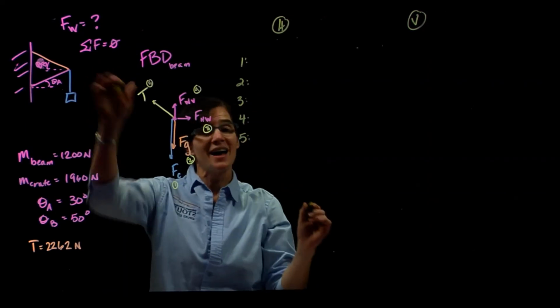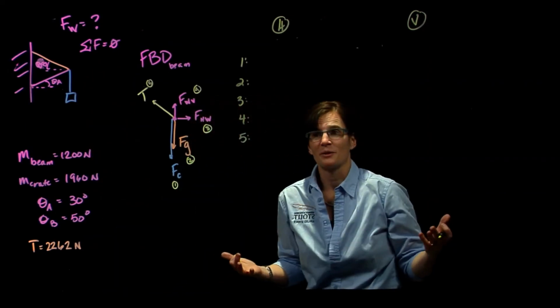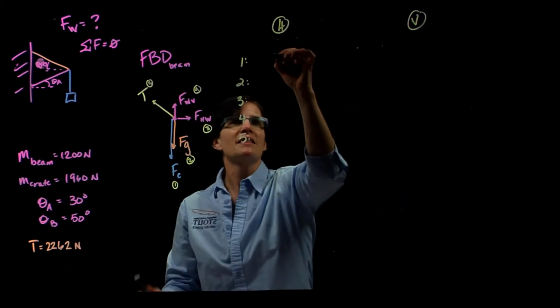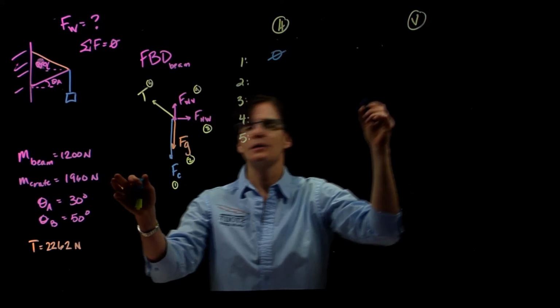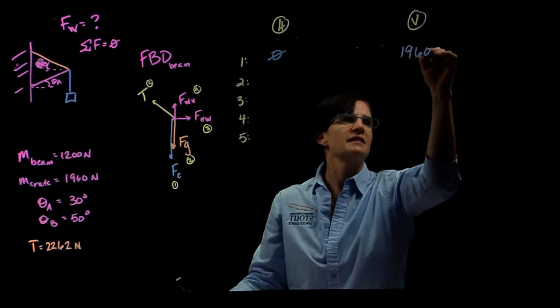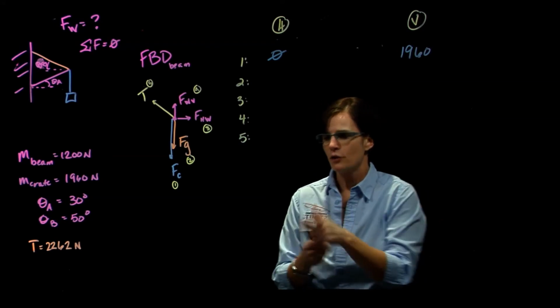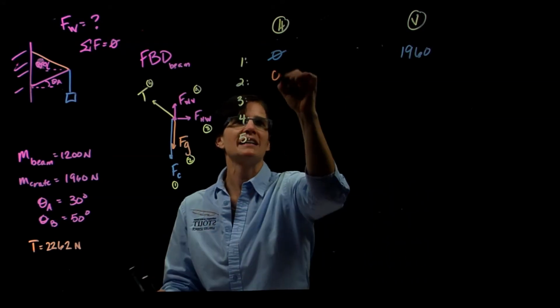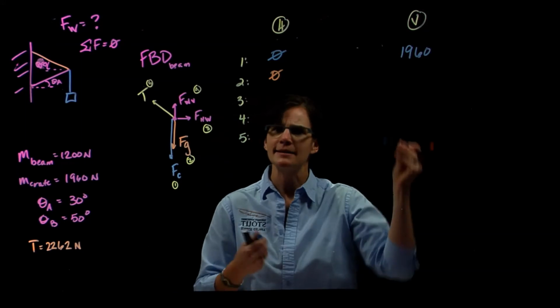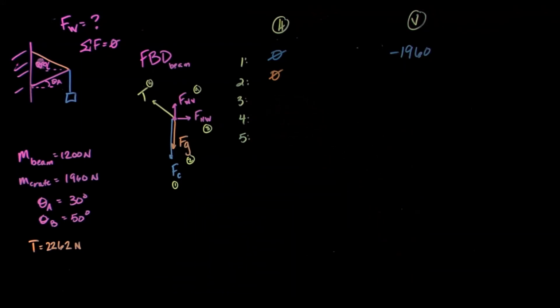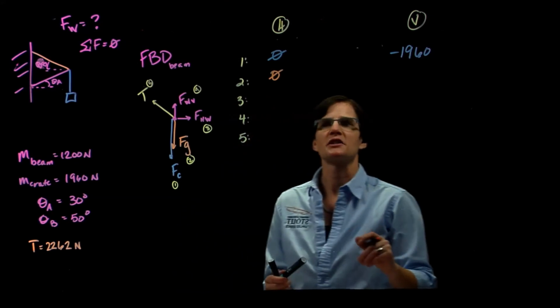And then apply our relationship for the fact that we're in equilibrium. So force number 1 is the force of the crate. There is no horizontal component, and we know that the crate is exerting a force equal to its weight of 1960. That direction is negative, so we always want to remember to put in that direction explicitly.